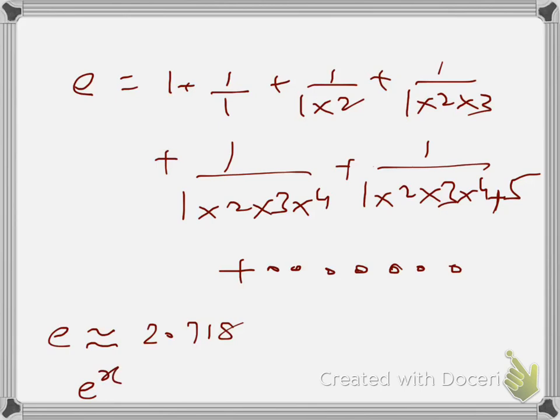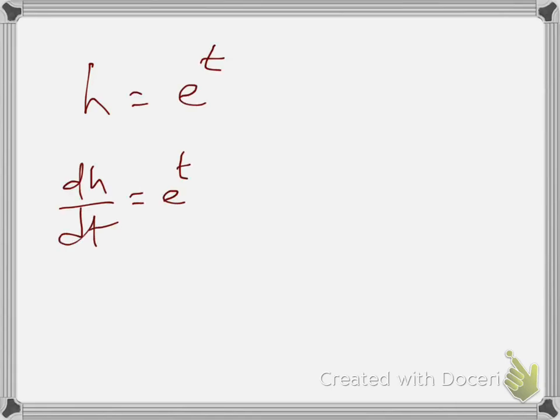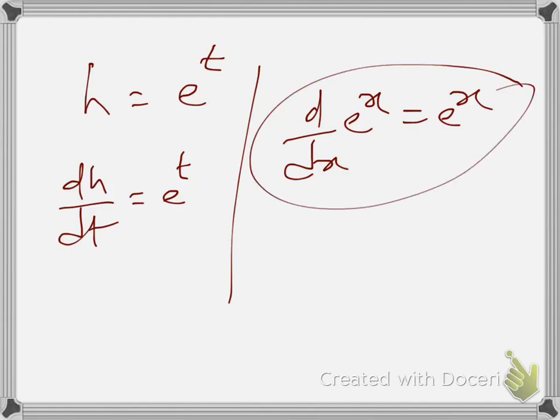So e power x is a very special function in physics and also in mathematics. d by dx of e power x, the growth rate of e power x, is e power x only. Very strange. Suppose the height of a baby is changing as e power t, then the speed with which height is changing is also e power t. That means if at some moment height is 10, the speed with which height is changing is also 10. If at some moment height is 20, the speed is also 20. So in mathematics we write: d by dx of e power x is the same function, e power x only.